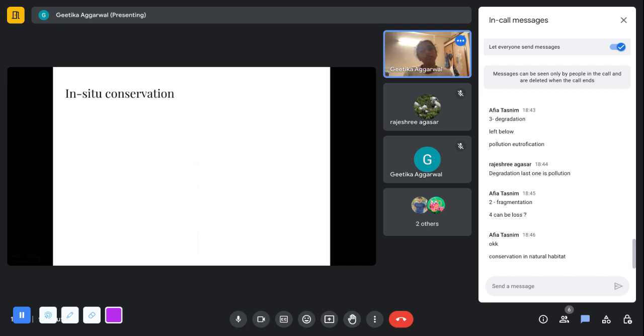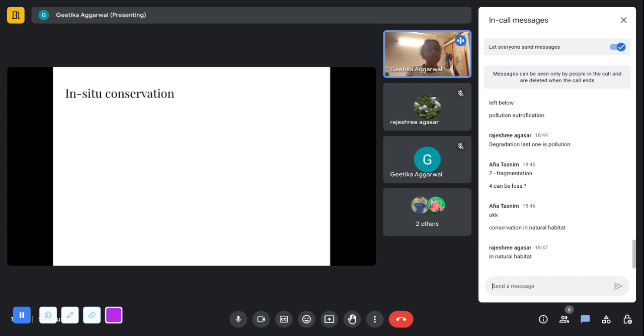So, how would you choose an area for in situ conservation, or what are the steps when you're carrying out in situ conservation? Or when you're trying to set up, say, a safe area, say a reserve or a national park? What are the various factors that we look at?